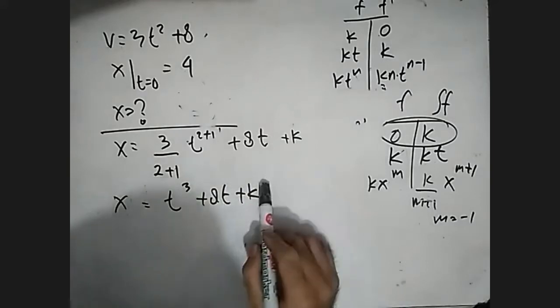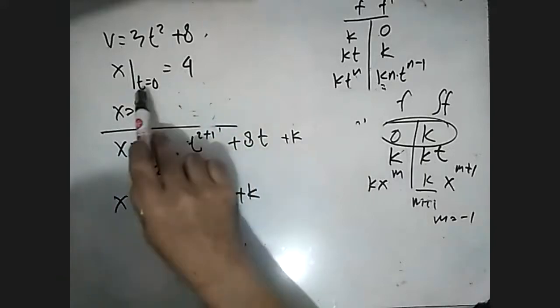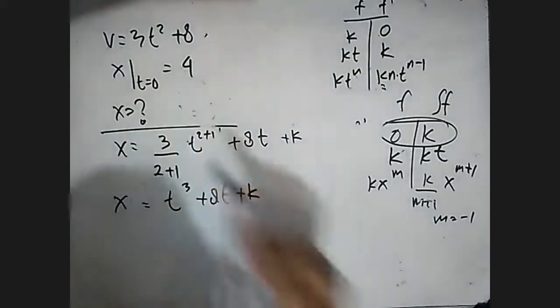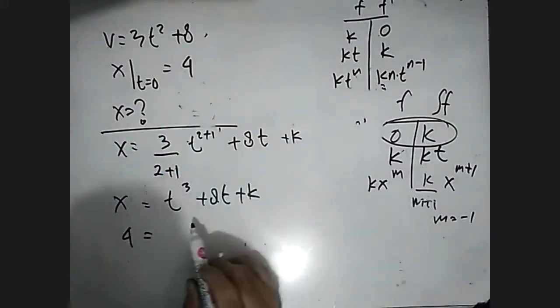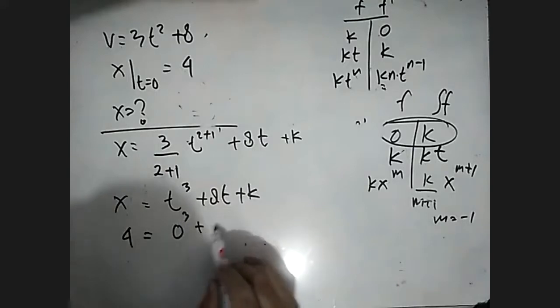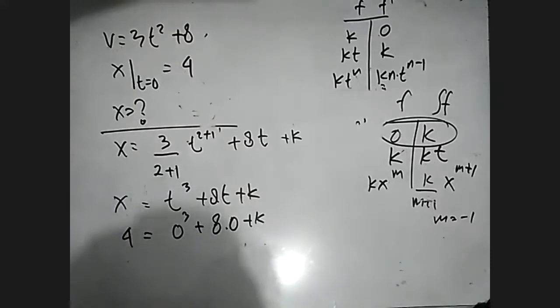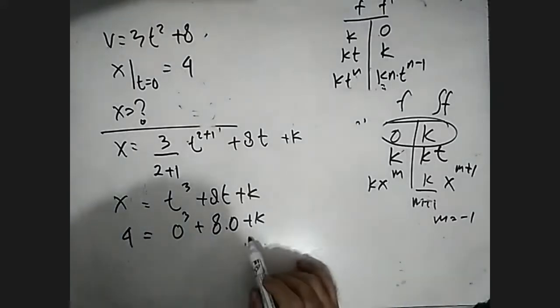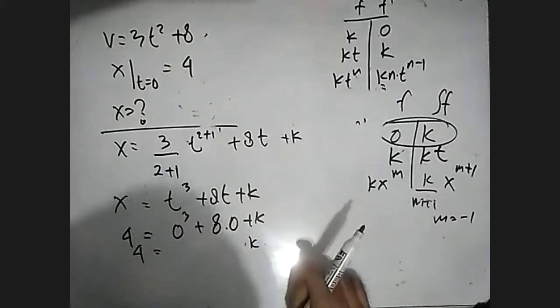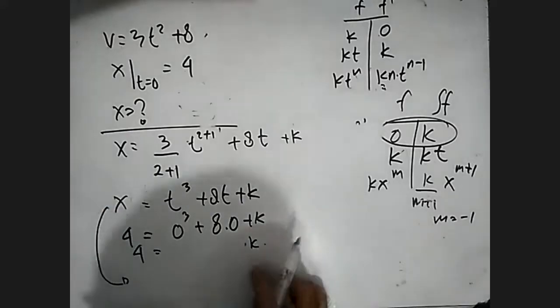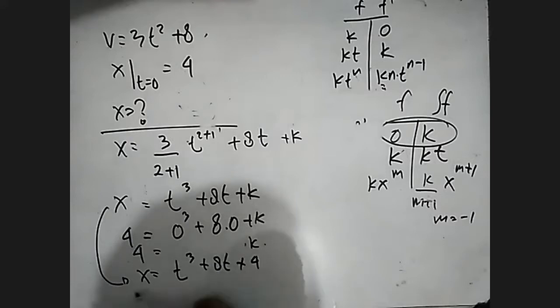Next, how to find k? Now here it is. X equals 4 when t equals 0. So put the t here with 0 and the result x is 4. That is 4. T change with 0. Solve this. It's easy to see that k equals 4. Now that we know here, we're going to rewrite this with the value of k. So x is t cubed plus 8t plus 4. Now we have the full expression for x.